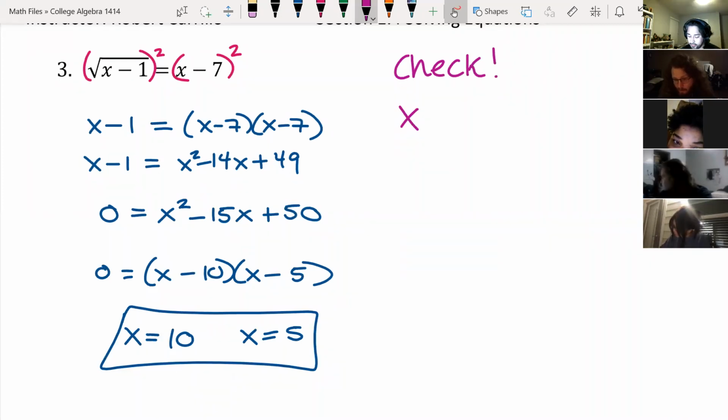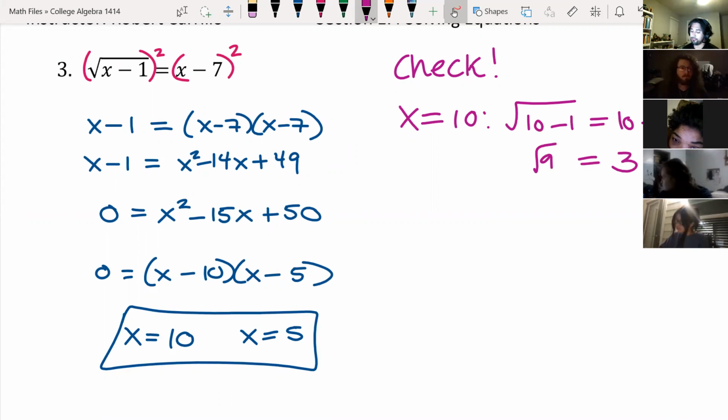So let's go with 10 first. We'll plug it into the original one. You get the square root of 10 minus 1 equal to 10 minus 7. This gives me the square root of 9 equal to 3. Is that a true statement? Yes, so that checks out. This means 10 is good.